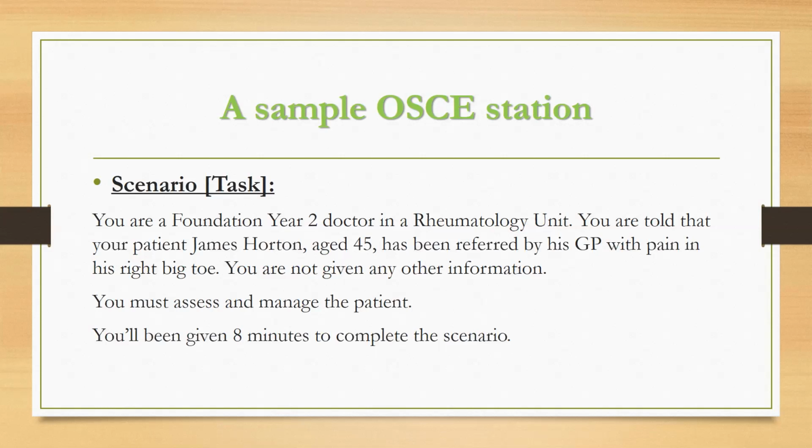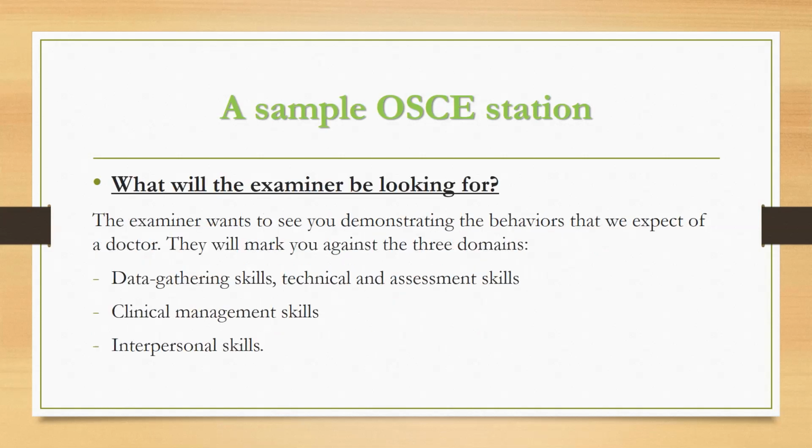So from this task, you can see that you are an F2 working in rheumatology. Working in a rheumatology unit gives you an idea that your case will, of course, be a rheumatology case. The patient is 45 years old, male, and referred because of right big toe pain and swelling. There is no other information. That means there is no investigation result, no x-ray, nothing done for him; he was just referred directly by his GP. You have to assess the patient and manage the patient. Assess can include the examination also. So you have to know how to take a history from this patient, how to examine him, and how to formulate a management plan.